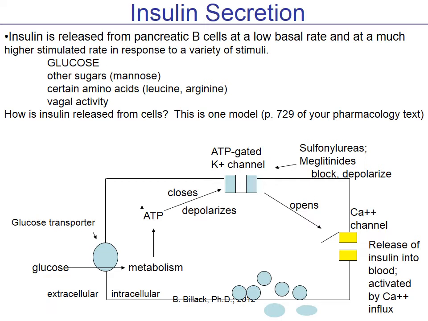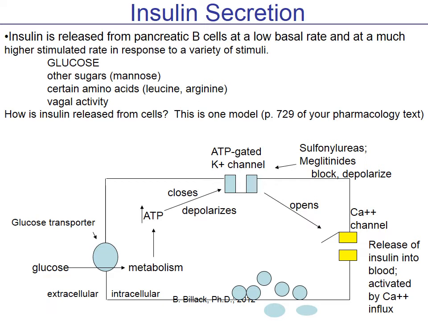But remember what we said about GLUT4? GLUT4 is a high throughput glucose transporter in target tissues. This glucose transporter is low throughput. It lets some glucose in. The glucose comes in and it starts to get metabolized, and ATP is produced. Well, these cells have a potassium channel which is going to be open or closed depending on ATP levels within the cell. It's called an ATP-gated potassium channel.